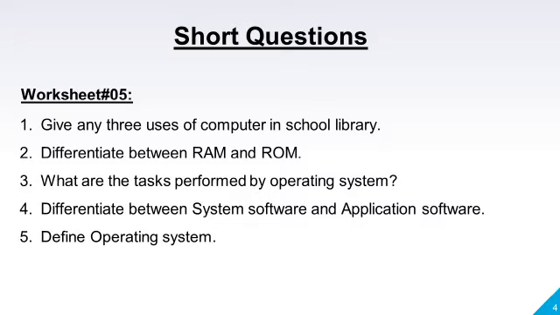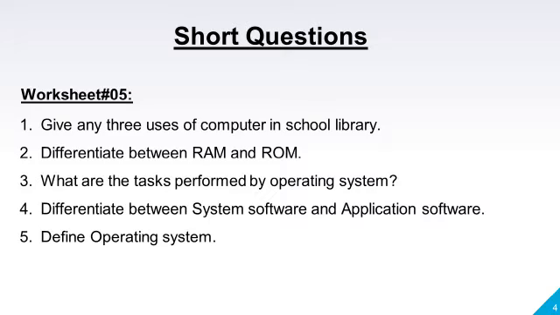Okay, now we are going to discuss our third short question. What are the tasks performed by operating system? It loads programs into memory and executes them. It controls the operations of input, output and storage devices. It manages files and folders, and one of the important tasks performed by operating system is that it allows you to create a password to protect computers from unauthorized use. It also detects hardware failure and displays a message to fix them.